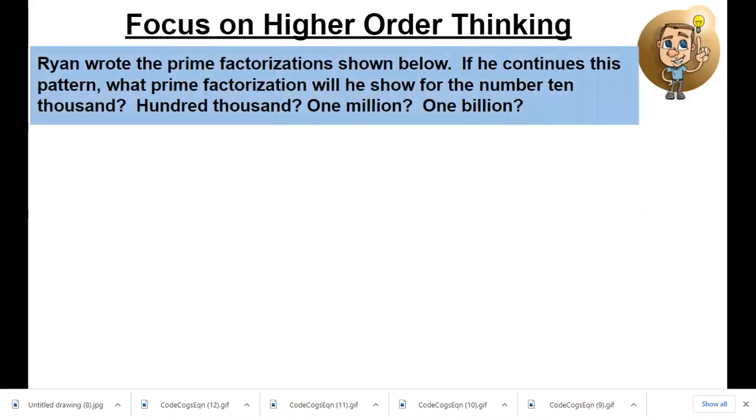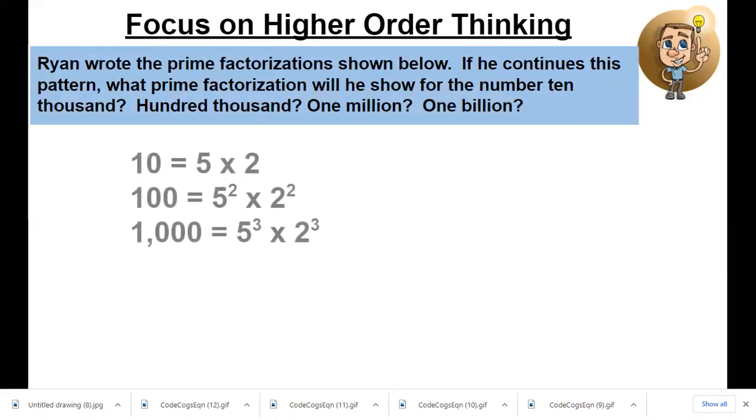Ryan wrote the prime factorization shown below. If he continues this pattern, what prime factorization will he show for the numbers 10,000, 100,000, 1,000,000, and 1,000,000,000? Notice how 10 is equal to the prime factors of 5 times 2. Notice how 100 is equal to 5 squared times 2 squared. 2 zeros in 100, the little exponent is a 2. 1,000 is equal to 5 to the third times 2 to the third. 3 zeros in 1,000, 3 is the number for the exponent.